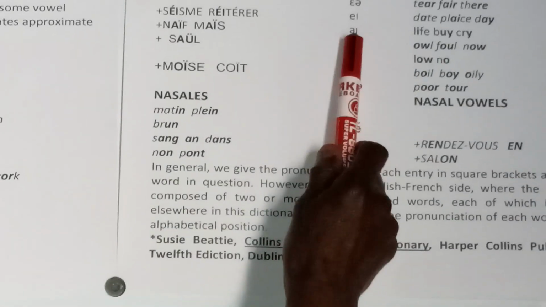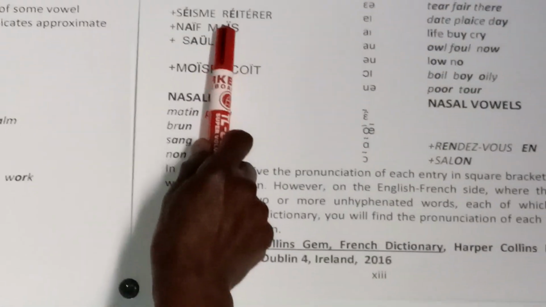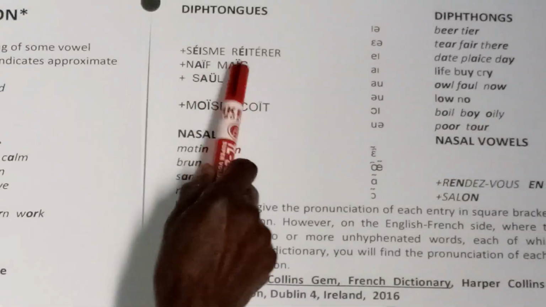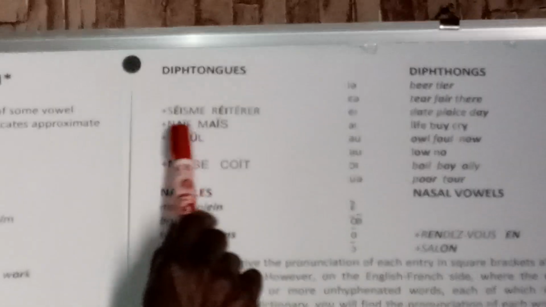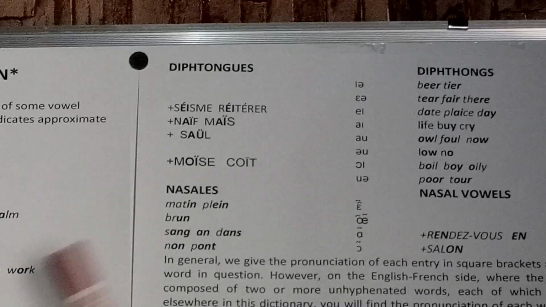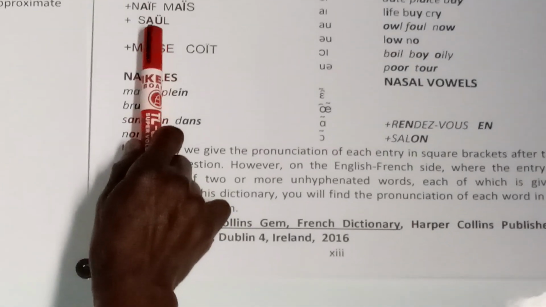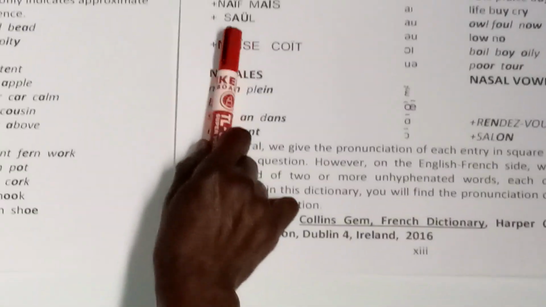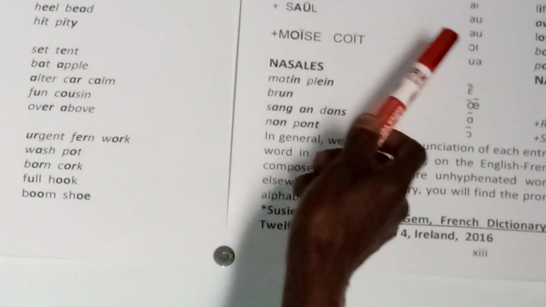According to Collins, there is no I in French. I say there is I, so long as there is a tremor. Naïf. Tremor means the two consecutive vowels should be read separately. Naïf, maïs. Then Collins says there is no ow sound. I say there is ow sound when there is a tremor on you, on top of you. So this word, the king in the Bible, would be read as Saul.